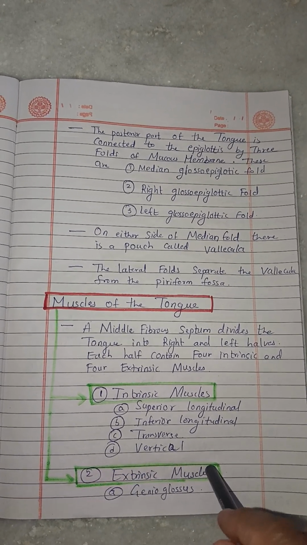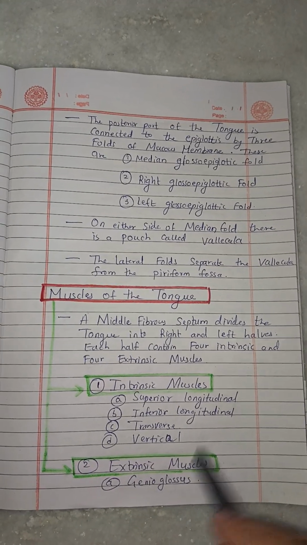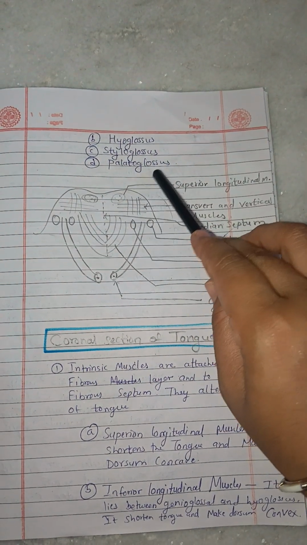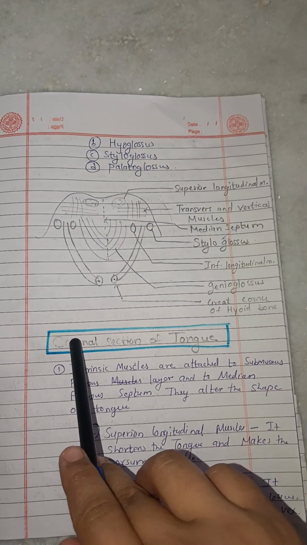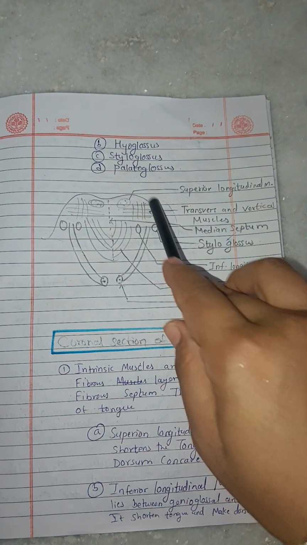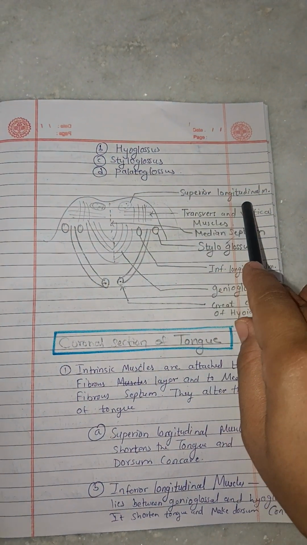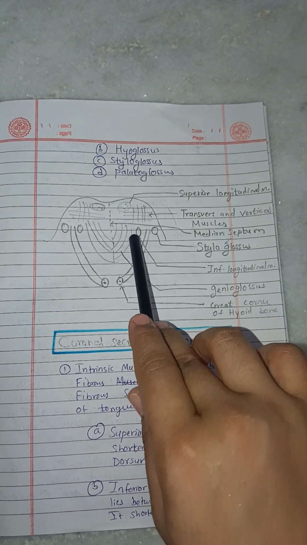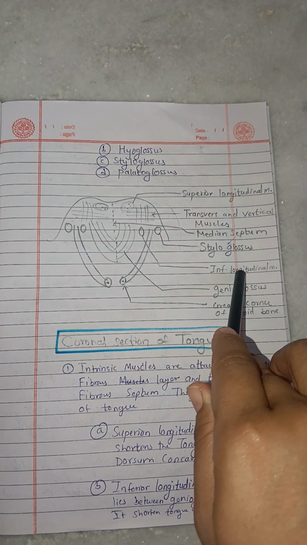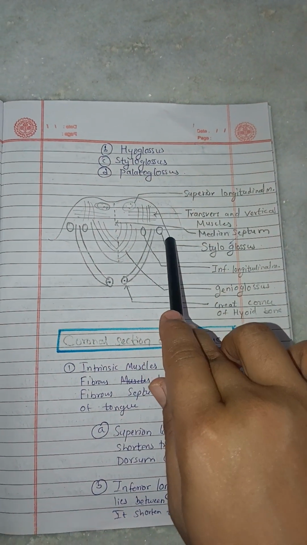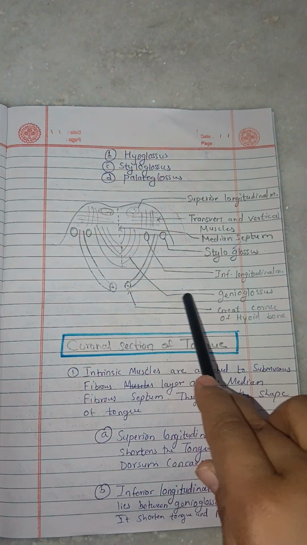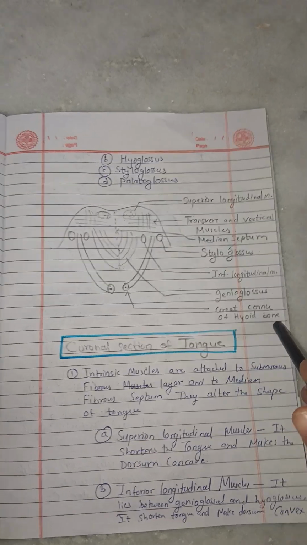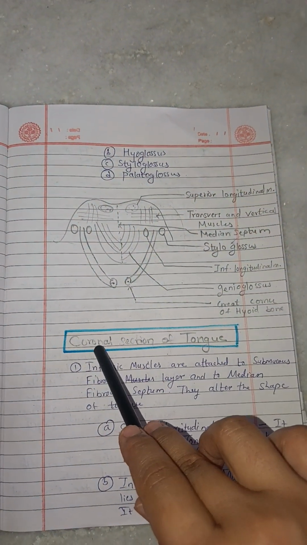And now we will see the extrinsic muscles. They are genioglossus, hyoglossus, styloglossus, and palatoglossus muscles. This diagram describes the coronal section of the tongue, which shows all the intrinsic and extrinsic muscles. This is the superior longitudinal muscle, this is the transverse and vertical muscle, this is the inferior longitudinal muscle, this is the styloglossus muscle, and these muscles are the genioglossus muscle. This is the greater cornu of the hyoid bone. So these are the muscles described in the coronal section of the tongue.